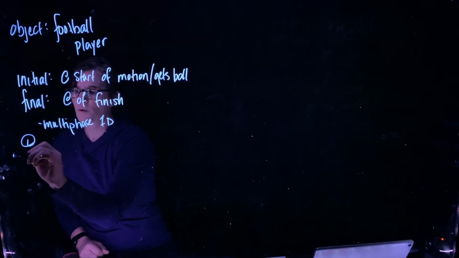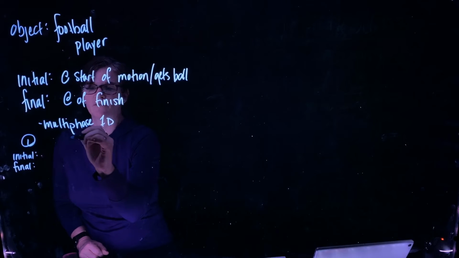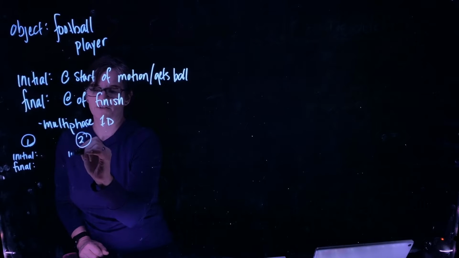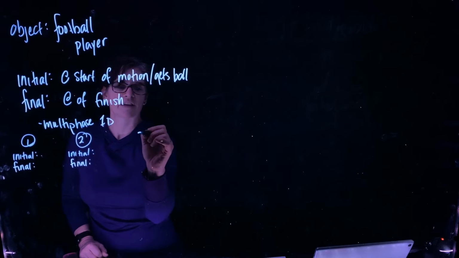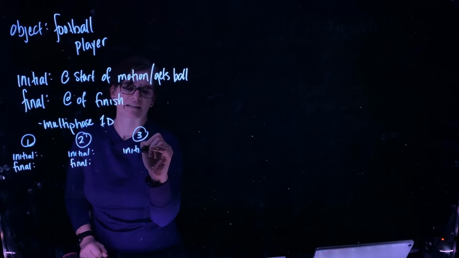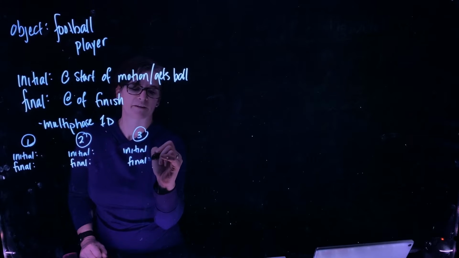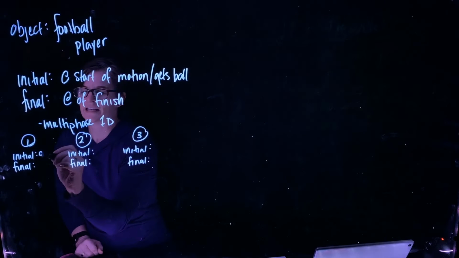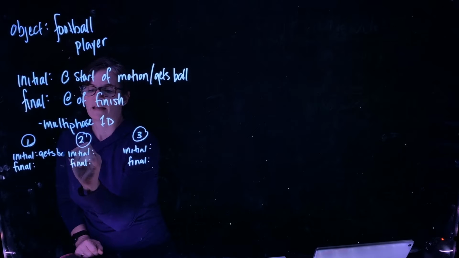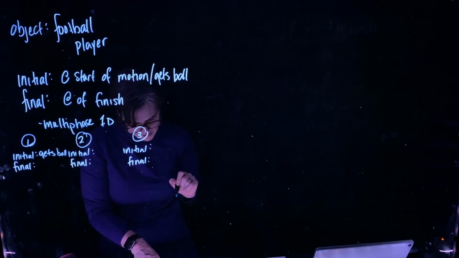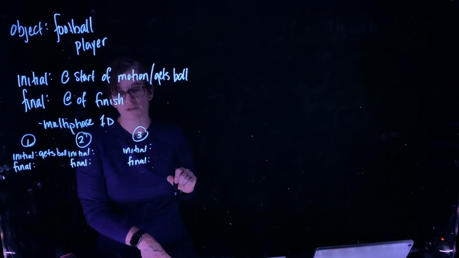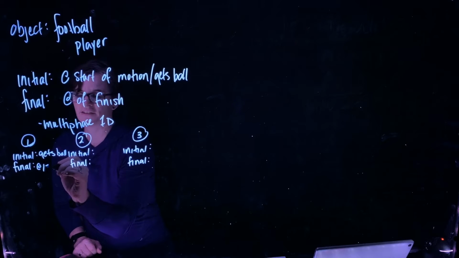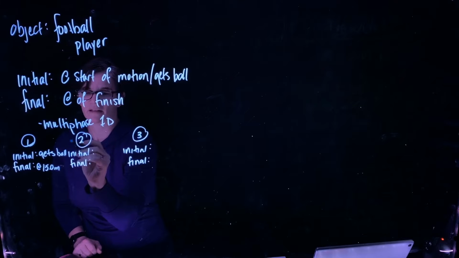So we need to define those three phases. For phase 1, our initial and final; for phase 2, we need to understand the initial and final; and for phase 3, the initial and final. Phase 1 starts at the motion, when he gets the ball, and it tells us that he runs for 15 meters, so we end at the 15-meter mark. That's phase 1.